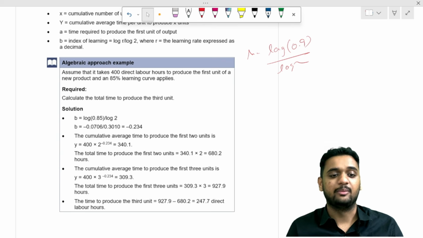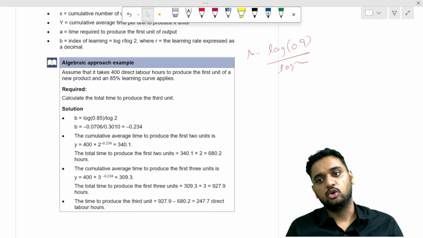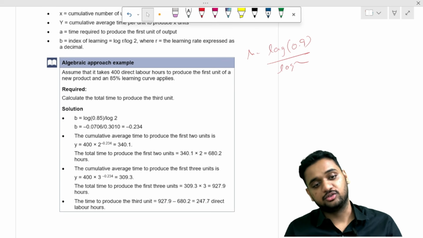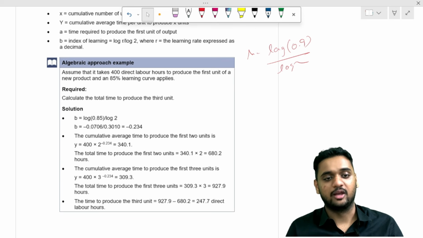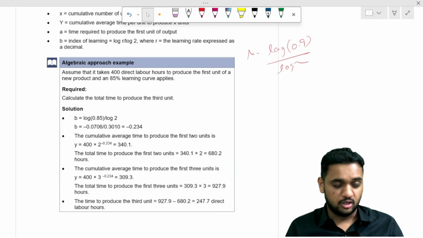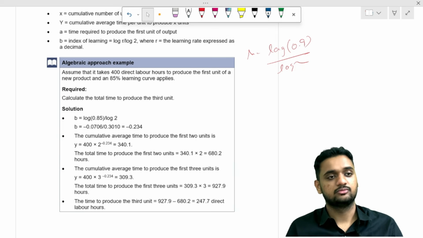Now you tell me what is the time taken to produce the third unit. Do it and tell me. Don't use the formula. Use the table method to find out the time taken to produce 2 units.